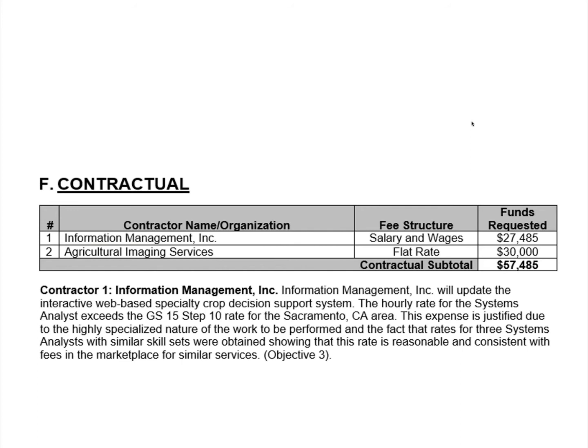Within the contractual budget category, in addition to the contractual table and justifications, an additional breakdown of expenses is required for contractors using a salary and wages or fee for professional services fee structure. For these fee structures, a breakdown of all costs for budget categories A through H is required. Tables are provided for the first contractor and can be copied as needed for any additional contractors. Please note that a breakdown of costs is not required for a flat rate contract because all associated costs such as supplies and travel are included in the flat rate.